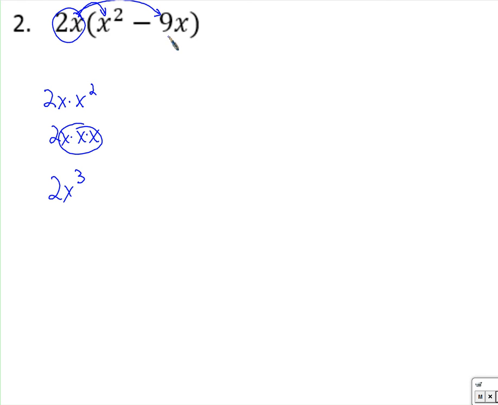And 2x times negative 9x, that would be what? Negative 18x squared. We got a negative 2x times 9x, so we can just put the 2 times the 9 and then times the 2 x's. So we have an 18. X times the next x is x squared.